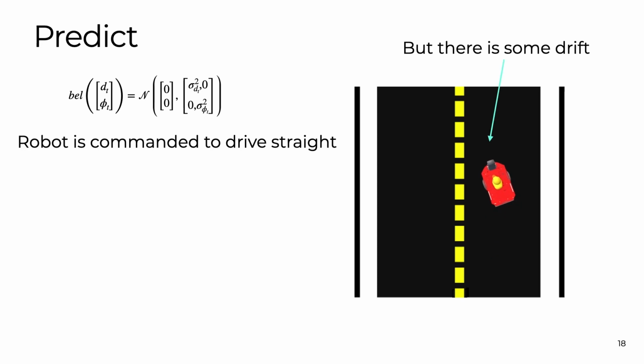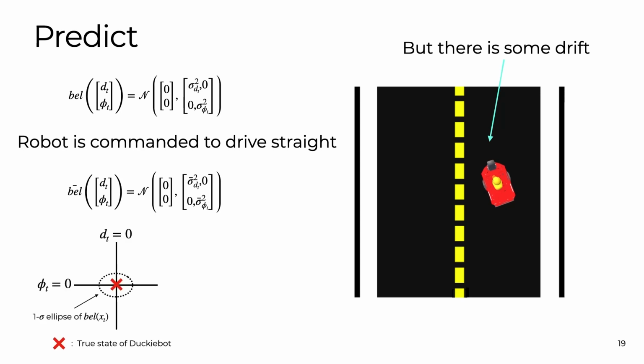We can feed these control values into our EKF propagation equation to get our prior belief bel bar. Shown in the bottom left is a graph with the distance from the center of the lane on the vertical axis and the angle relative to the lane on the horizontal axis. The level curve of a Gaussian is always an ellipse. Here we show the 1 sigma level curve to represent our uncertainty in the d-phi plane. Notice that in the case of prediction, our uncertainty about our state only ever increases.